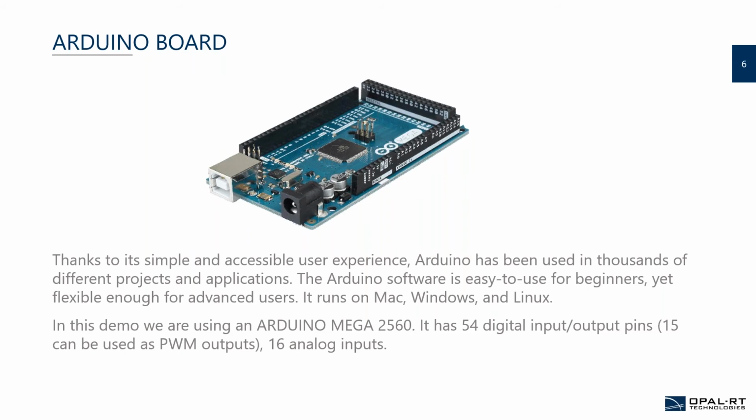So this Arduino Mega 2560 has 54 digital input output pins, of which 15 can be used as PWM outputs, and as well you have 16 analog inputs. So the 16 analog inputs will be used to do the acquisition of the current measurements, and we will send digital outputs, our commands, to the breaker in order to open the line. Okay, so far so good.